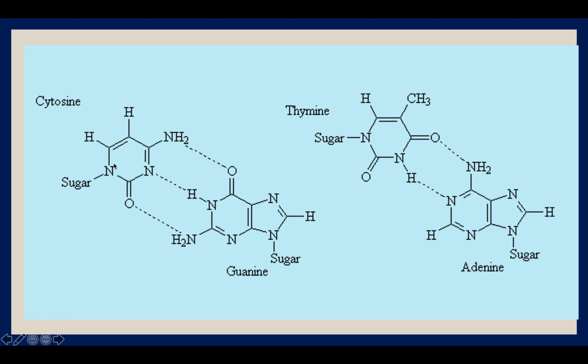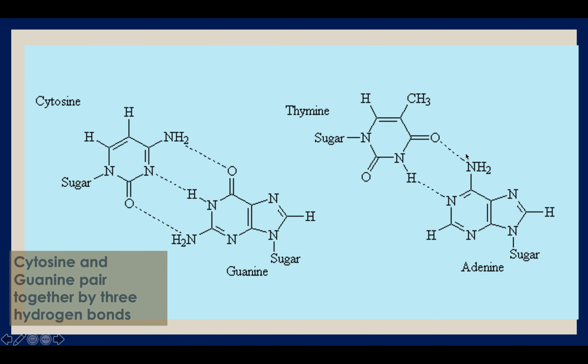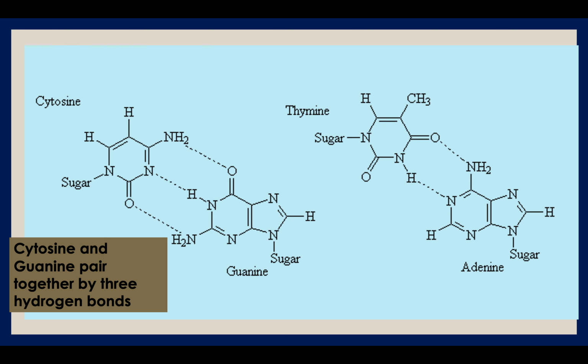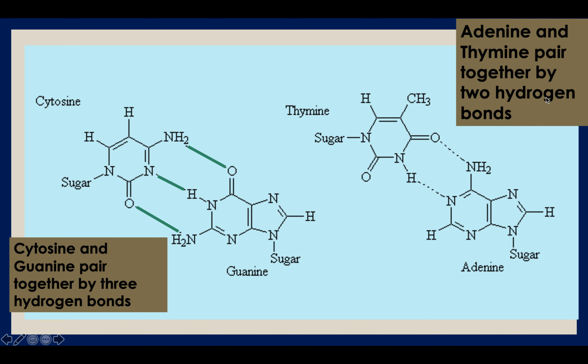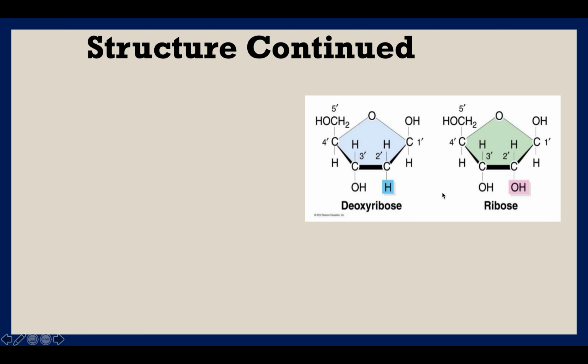Notice that this pair of C and G makes three hydrogen bonds, while this pair with thymine and adenine makes only two hydrogen bonds. And adenine and thymine pair only with two hydrogen bonds.